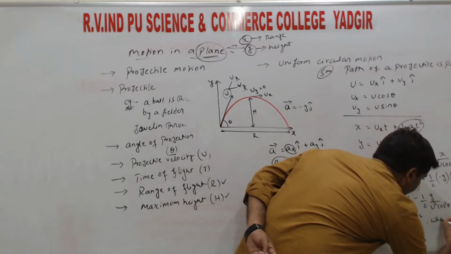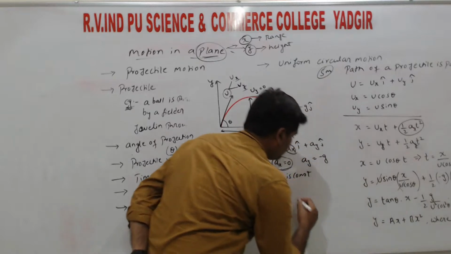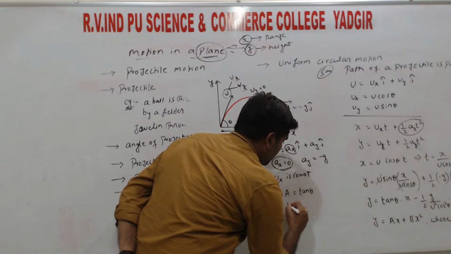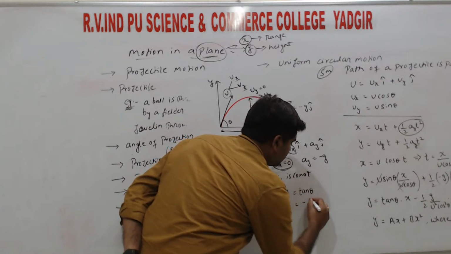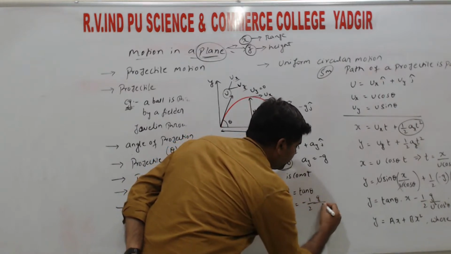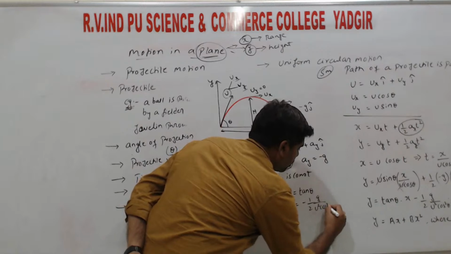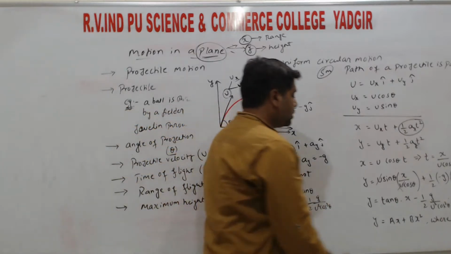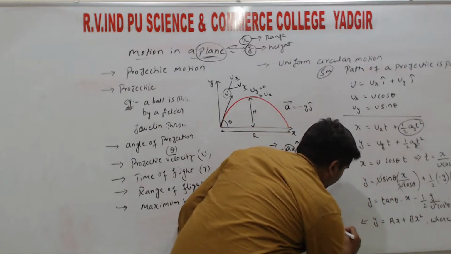where a is equals to tan theta and b is equals to minus 1 by 2 g by u square cos square theta, right? So this is the form of a parabola.